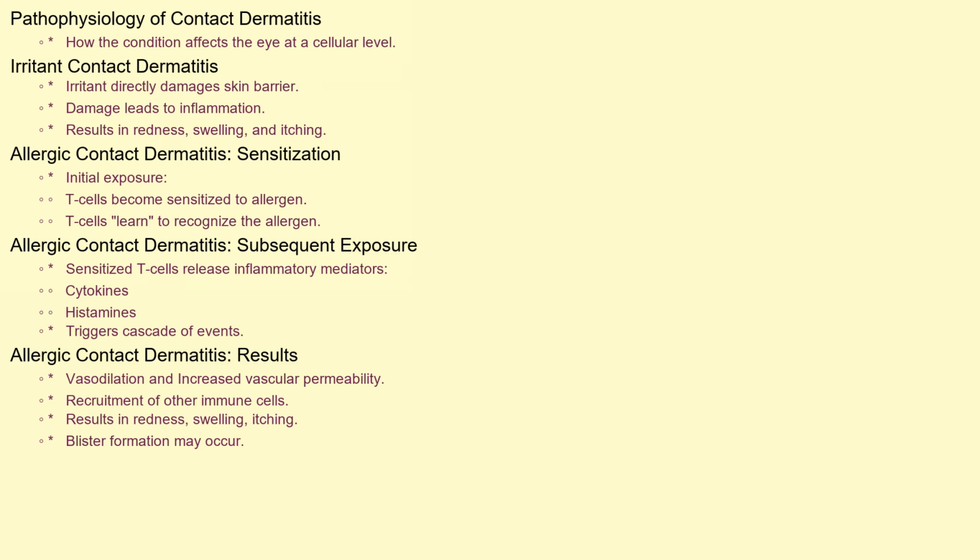When the skin is first exposed to the allergen, specialized immune cells called T cells become sensitized. This means they learn to recognize the allergen. Upon subsequent exposure, these sensitized T cells release inflammatory mediators, such as cytokines and histamines. These mediators trigger a cascade of events, including vasodilation, increased vascular permeability, and recruitment of other immune cells to the area. This results in the characteristic signs and symptoms of allergic contact dermatitis: redness, swelling, itching, and sometimes even blister formation. The eyelids, being particularly thin and sensitive, are especially vulnerable to this inflammatory process.